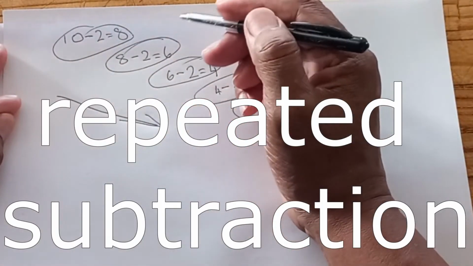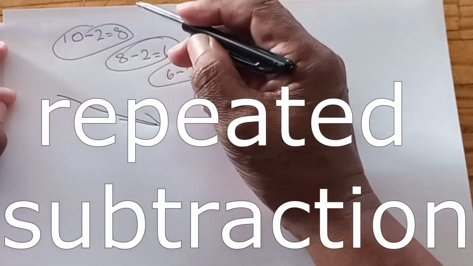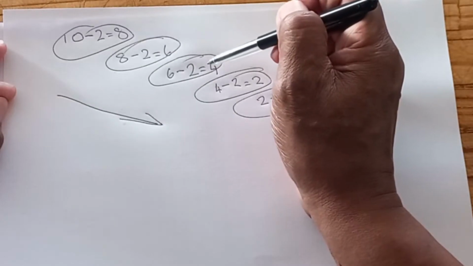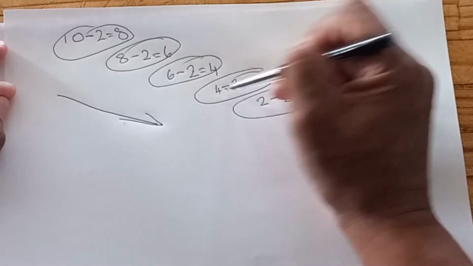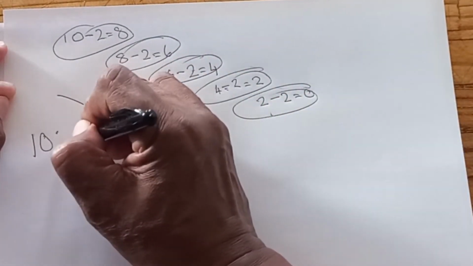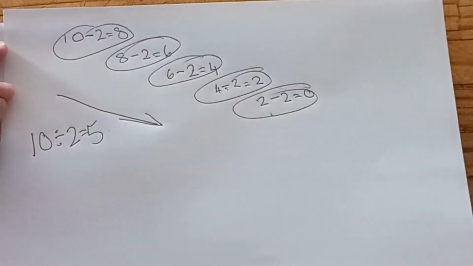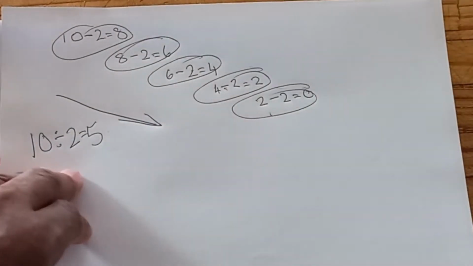Division is subtraction, and it means how many times you subtract that same amount from a number to get 0. So it was 1, 2, 3, 4, 5. 10 divided by 2 equals 5, and there's your answer. Now let us do the same thing with 0, with nothing.